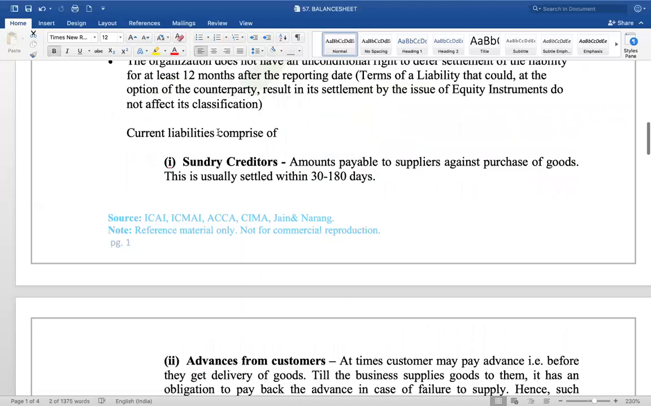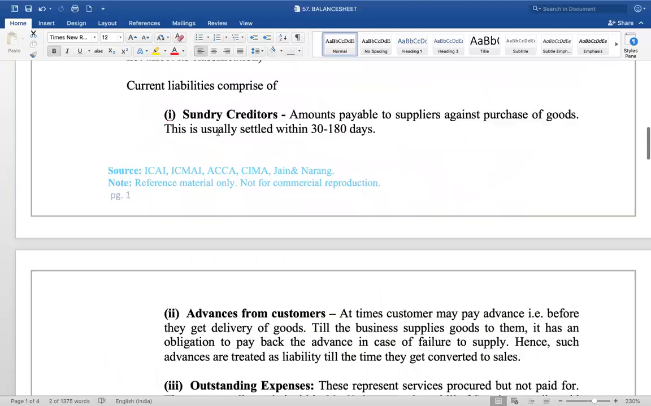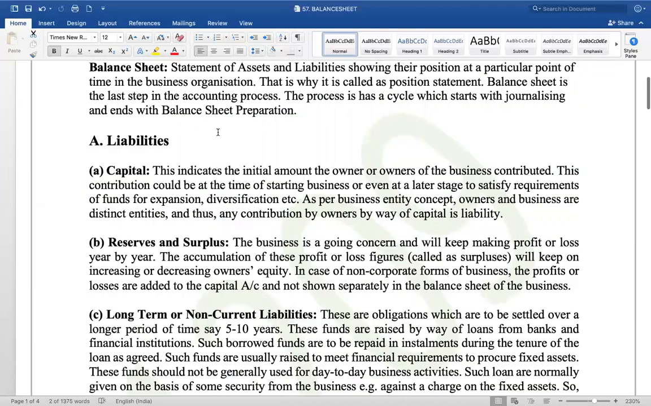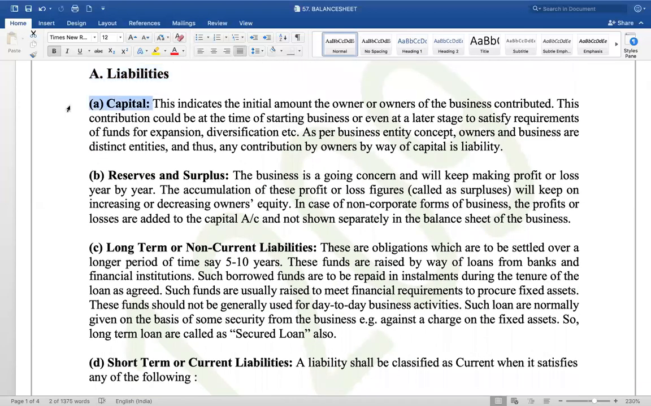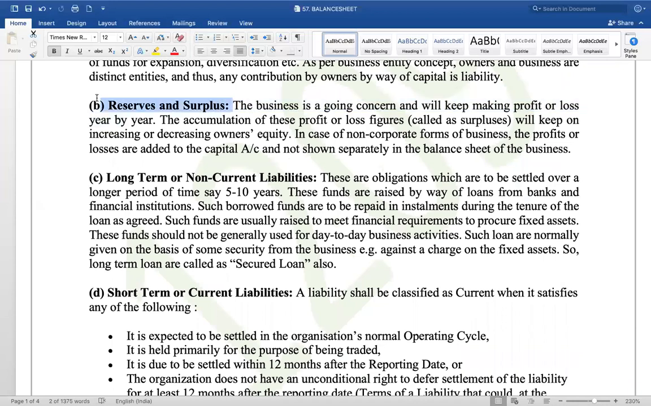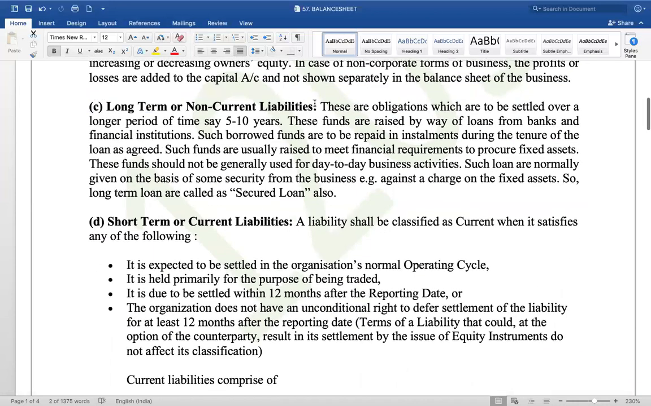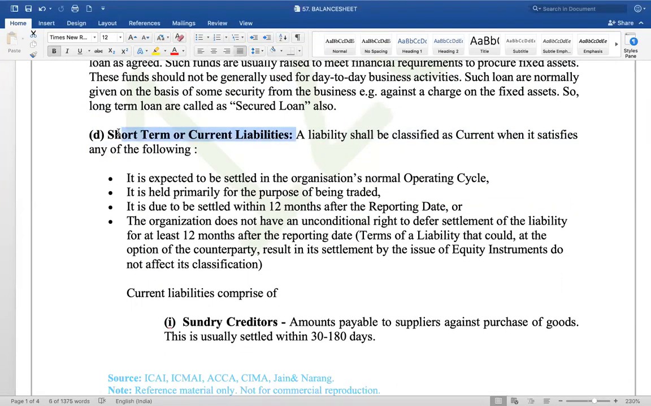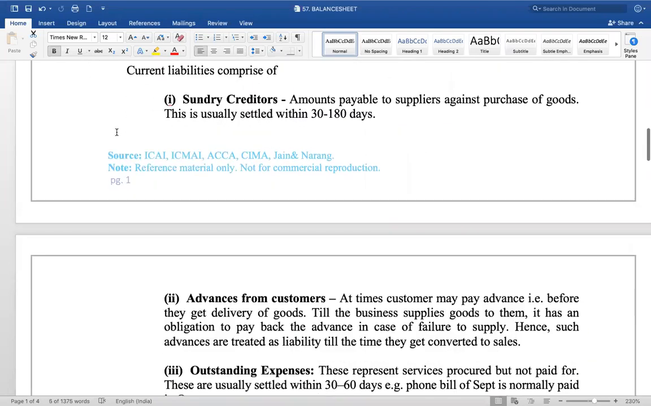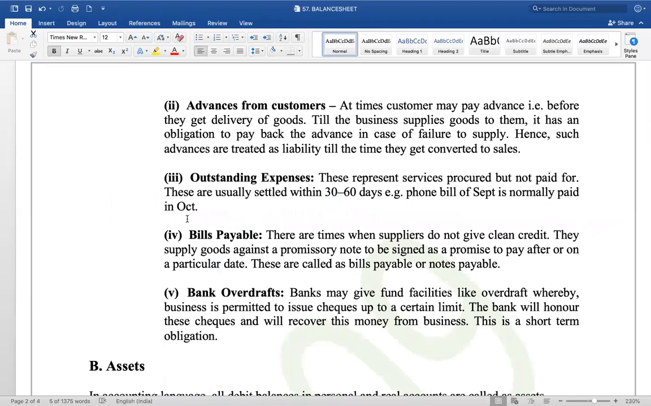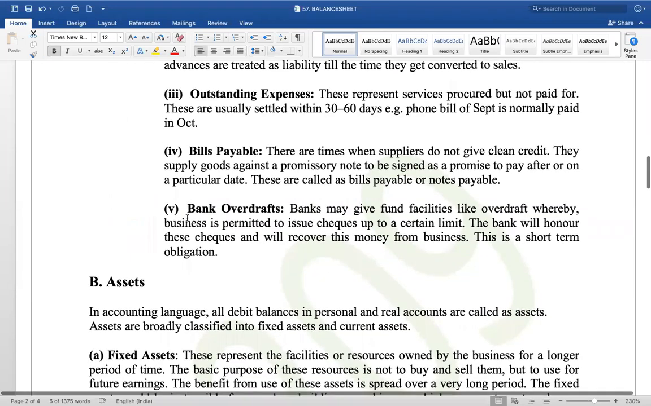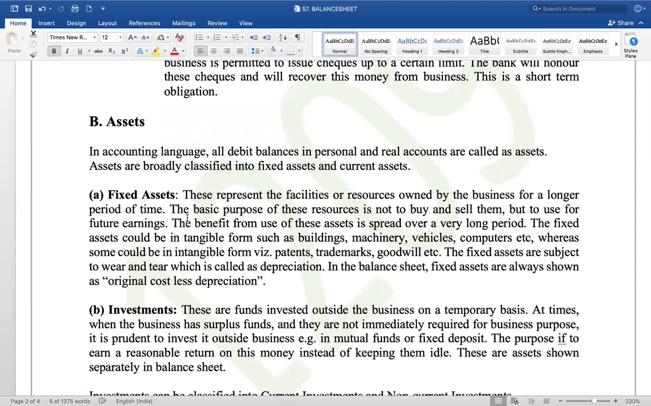Now let's come to the total list of liabilities. Liabilities consist of capital, reserves and surplus, which is added to the capital, long-term liabilities or non-current liabilities, and short-term liabilities or current liabilities. What are the short-term liabilities? Sundry creditors, advances from customers, outstanding expenses, bills payable, bank overdraft. That's it. Let's come to assets.